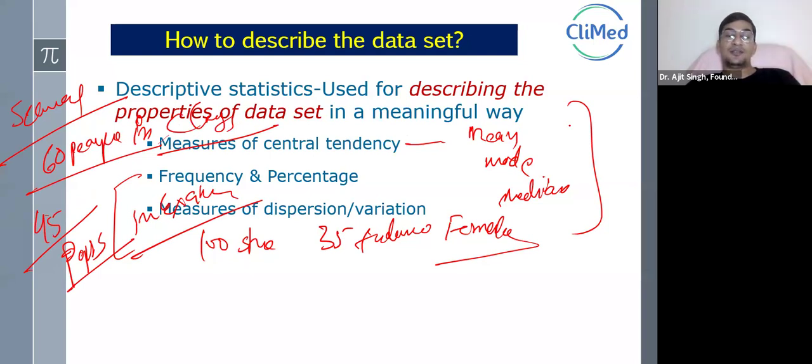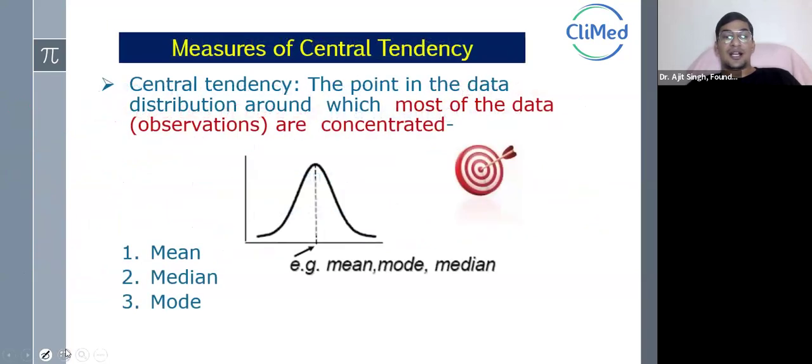What is the frequency? 45. Simple number. The number is 45. Percentage is 45, I mean, percentage is 75. 75%. Okay, percentage is 75 and frequency is 45. Okay, simple data you have to understand.